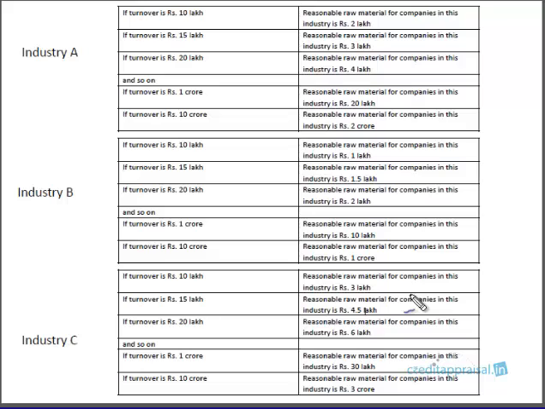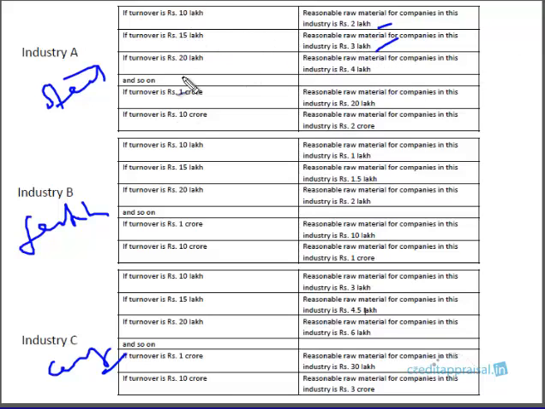But if you don't do that, if you talk only in terms of absolute values, then you need to have a table like this. Say industry A, steel industry; industry B, fertilizers industry; industry C, cement industry. And then for industry A, within the steel industry, you have to say if the turnover is 10 lakhs, a reasonable raw material is 2 lakhs. If the turnover is 15 lakhs, reasonable raw material is 3 lakhs. And then for various turnovers, you have to build this table. Then you go to the second industry. Again, for each turnover, this is a very cumbersome process.